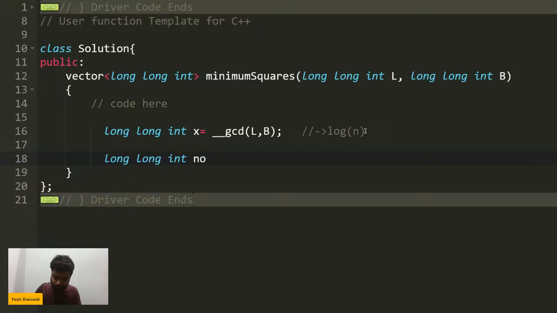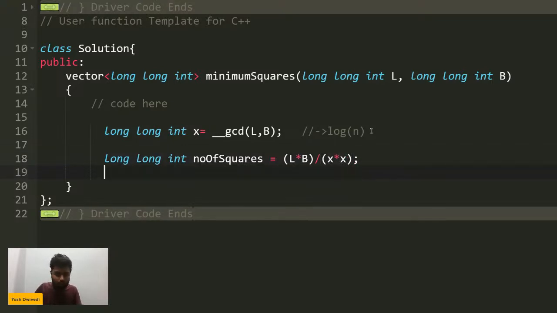Number of, let's say, squares is equal to what? I can say it as the L into B, that is the length into breadth, divided by what? X cross x, right? So let's write it as x cross x.